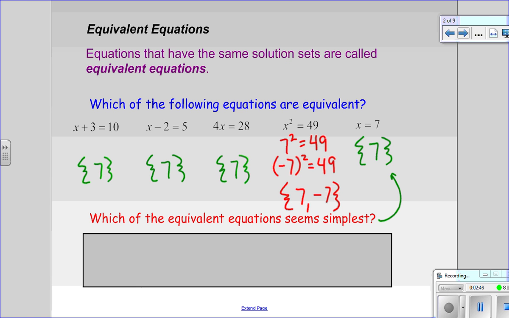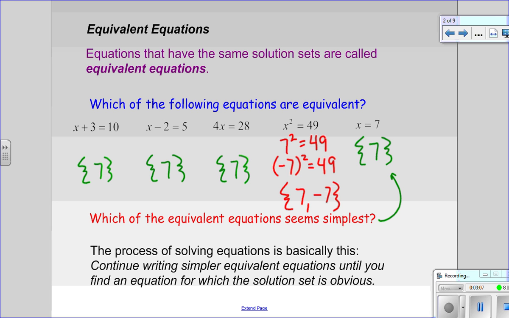Here we see, with these 5 equations, 4 of them are equivalent. The outlier, x squared equals 49, is not equivalent because it has a separate solution set that contains 2 solutions that are different than the one solution that we found in the other 4. This is relevant because the process of solving equations is basically this. You simply continue writing simpler equivalent equations until you find an equation for which the solution set is obvious.